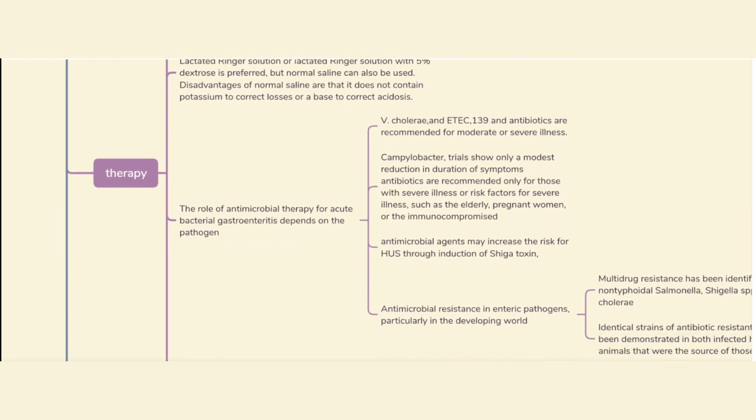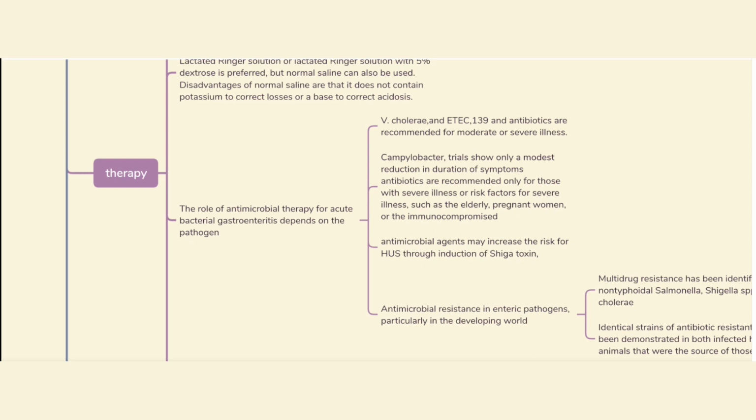Now we go into a controversial area of our therapy, which is antibiotic therapy. For acute bacterial gastroenteritis, which is all of these syndromes, antibiotic therapy depends on the pathogen. For example, if we have Vibrio cholera or enterotoxic E. coli, especially the 139 serotype, antibiotics are recommended for moderate to severe illness. They shorten the symptom duration really well.